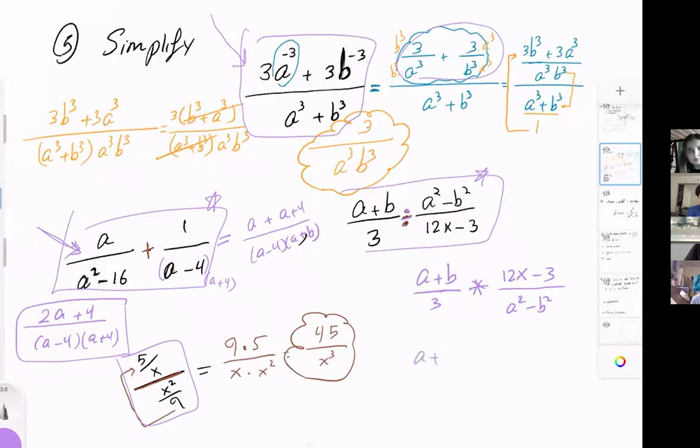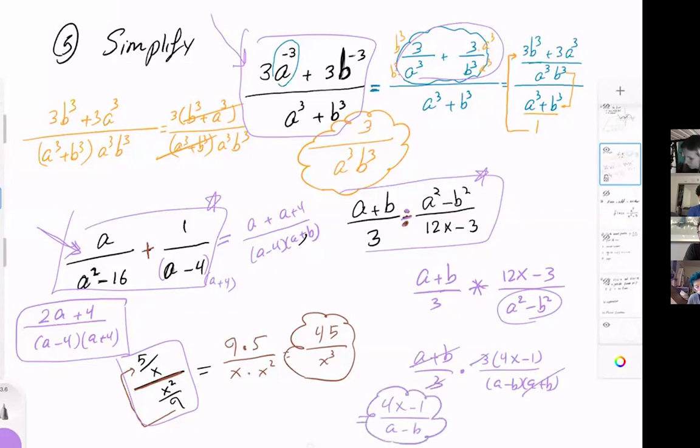So we have a plus b over 3 multiplied by, I can factor the 3, 4x minus 1 over a minus b, a plus b. If I factor this one, a plus b cancel, the 3 cancel. We have 4x minus 1 over a minus b. Good.